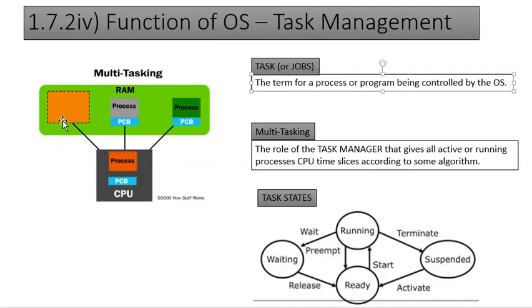And we know that we can have more than one program running at a time. We have multiple tasks running at the same time, and all those will be sitting in RAM. And the CPU can only run one of those tasks at a time.